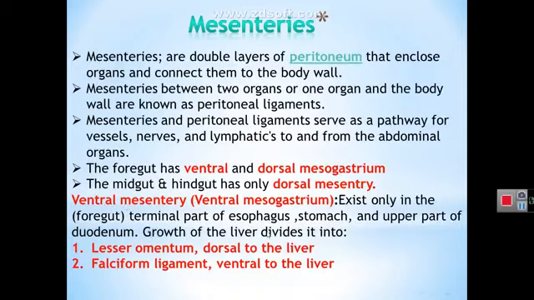The growth of the liver divides the ventral mesentery into the lesser omentum, extending from the lower part of the esophagus, stomach, and upper part of the duodenum to the liver. The falciform ligament extends from the liver to the ventral body wall.